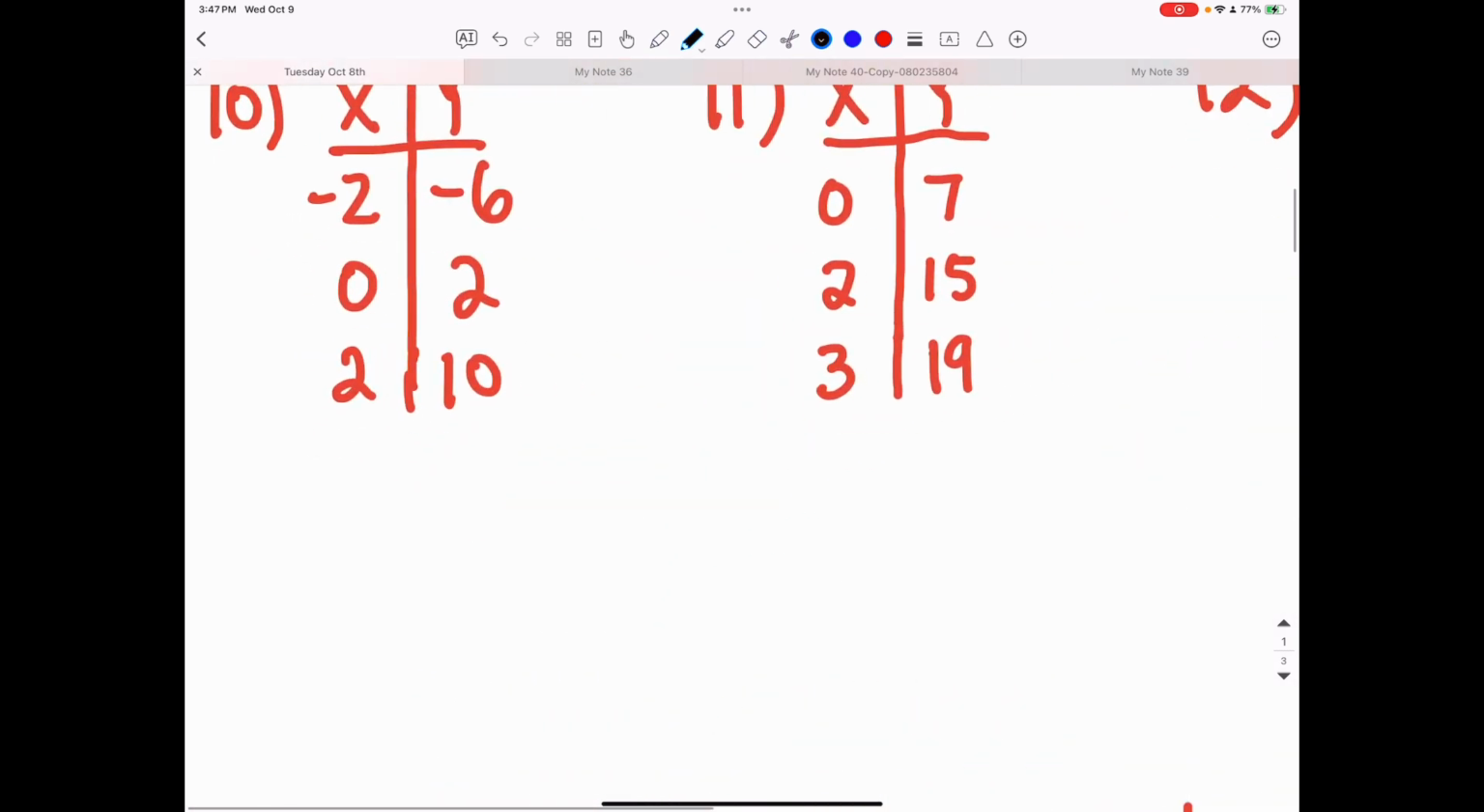Okay, let's see. Equation. For all of these, we're going to say Y equals my laundry. 1 second. It's hot in here. I got to turn on the air conditioning.